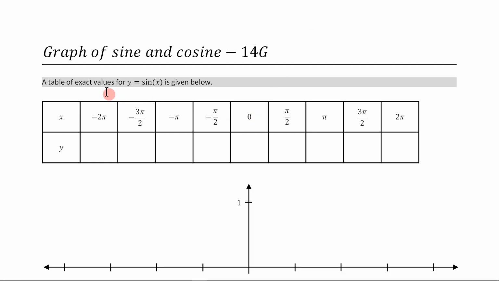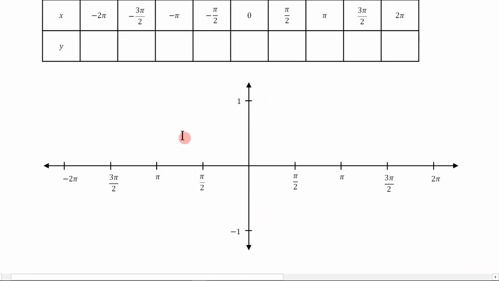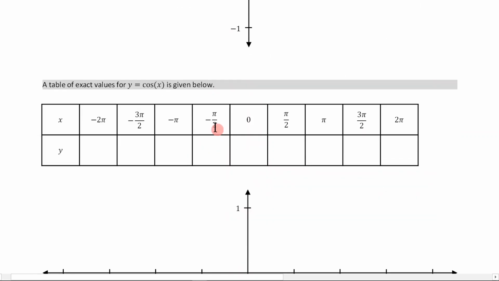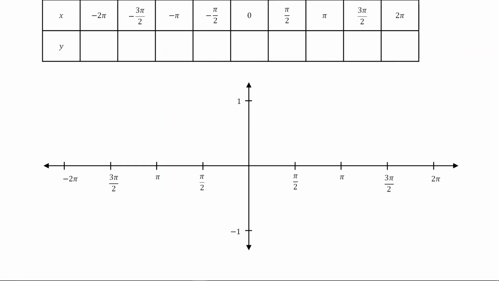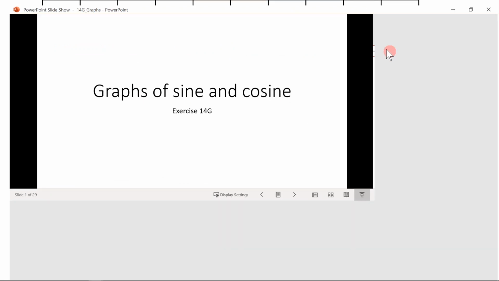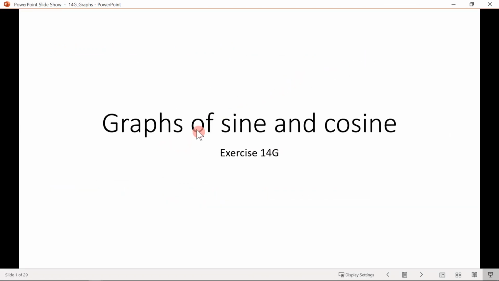Welcome. So in this lesson, we're going to be going through the graph of sine and cosine. We're going to begin by filling out this table of values for the graph of sine, and then we will plot the graph, and then we'll do the same thing for the graph of cos. To help us through this first page, I'm just going to go through this presentation right here, and you can follow along with me. So the graphs of sine and cosine.